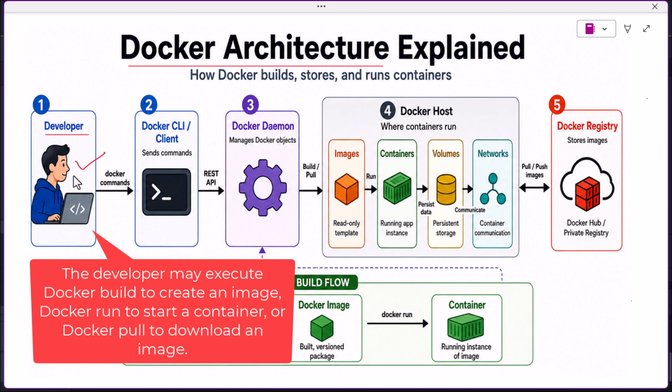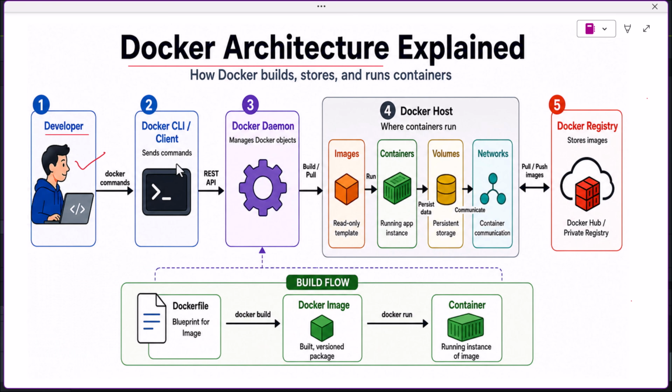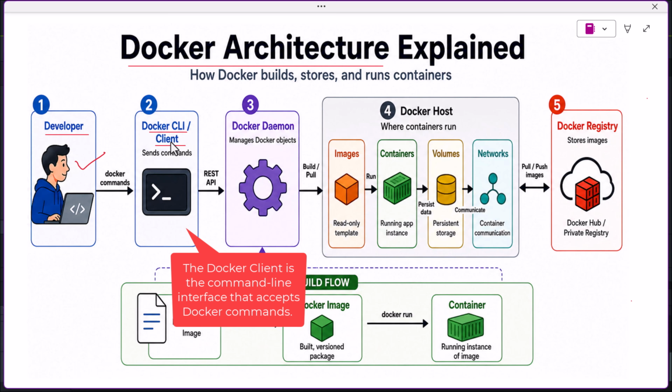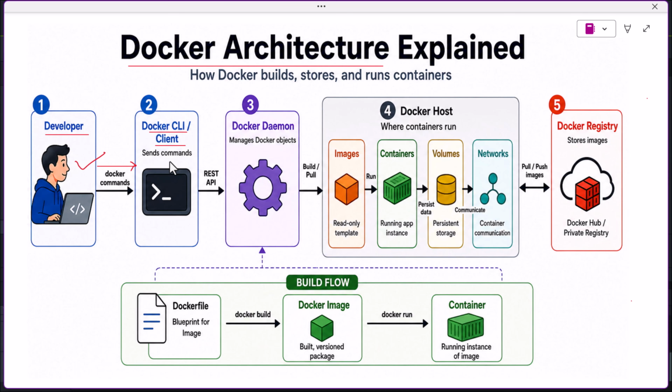For example, the developer may execute a Docker build to create an image, Docker run to start a container, or Docker pull to download an image. These commands are sent to the Docker client. The Docker client is the command line interface that accepts Docker commands. When we install Docker and execute a command in the terminal, we are interacting with the Docker client. The client does not perform the container operations itself. It converts the command into an API request and sends it to the Docker daemon through the Docker API.